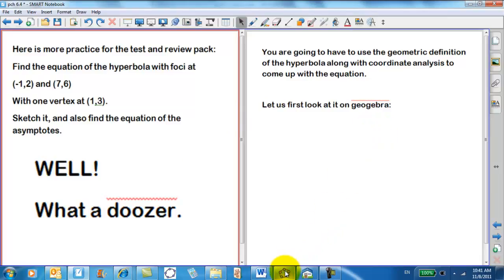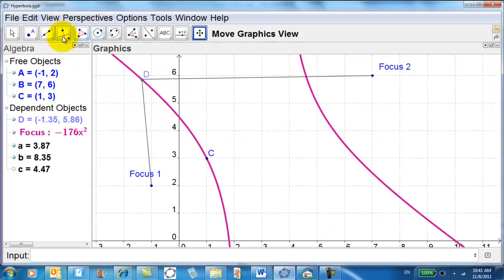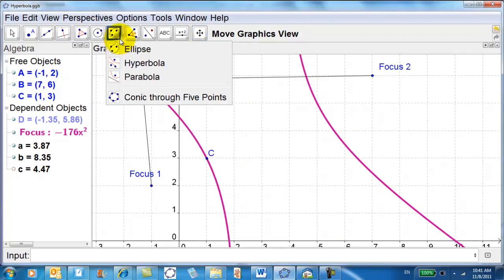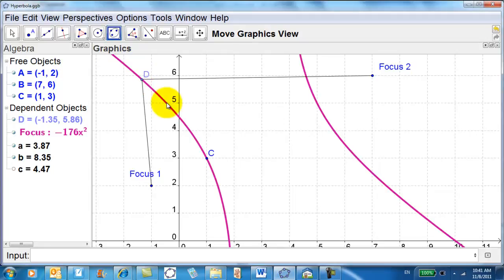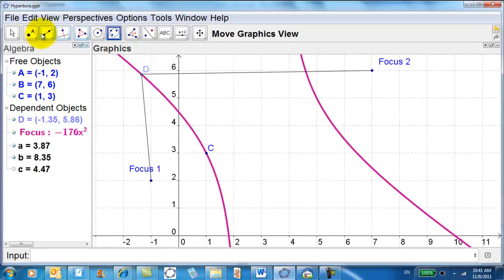First, let's look at it in GeoGebra. I used this tool in GeoGebra, the hyperbola drawing tool, where you specify the foci and one point on the hyperbola. Here are the foci at negative 1, 2, and at 7, 6. And also I put this point 1, 3 as one of the vertices. And that's how I'm actually changing the size. Point D is just an arbitrary point on the hyperbola.